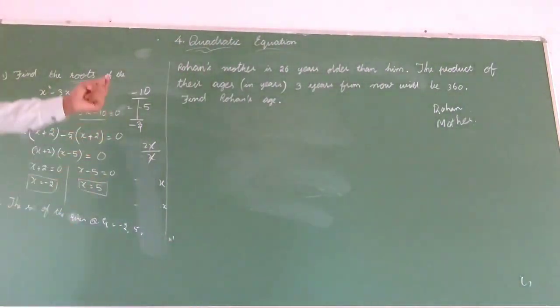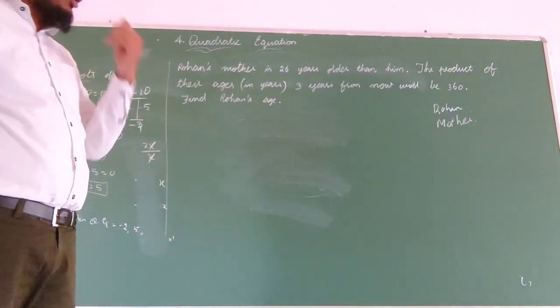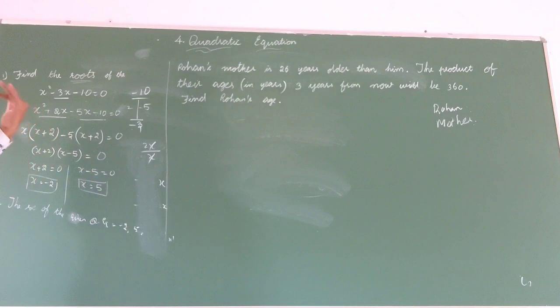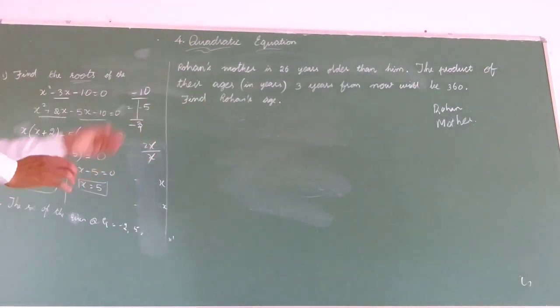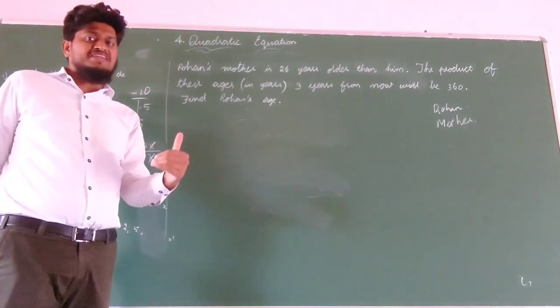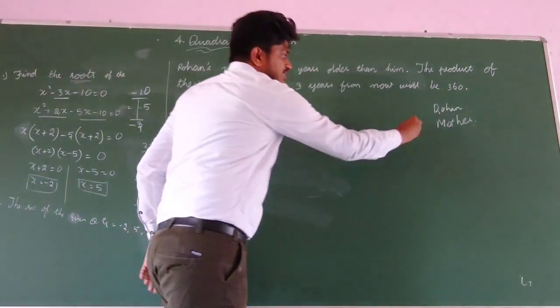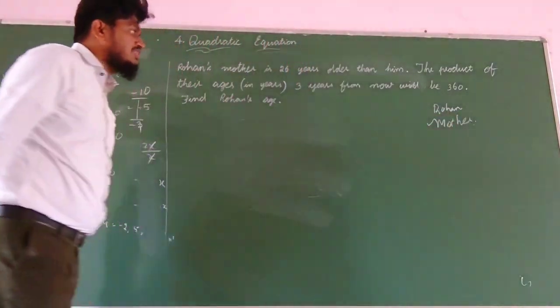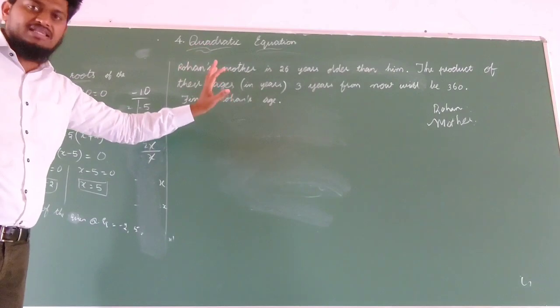Let's see the first sentence. What is the first sentence? Rohan's mother is 26 years older than him. What is the meaning of older? She is 26 years older than him. Okay, so the first sentence is explaining about Rohan's mother. It is not Rohan. Come to the second one: the product of their ages. Actually, the second sentence is multiplying those two ages.